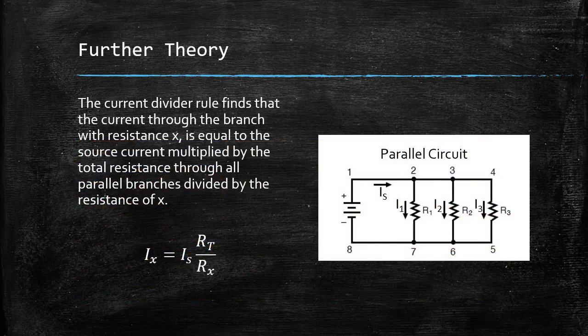The current divider rule finds that the current through branch X is equal to the source current multiplied by the total resistance through all parallel branches divided by the resistance in branch X, as seen in the displayed equation.